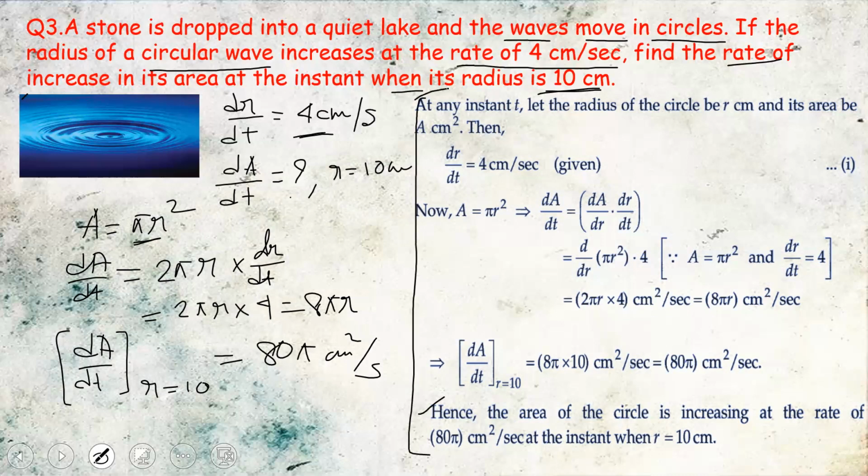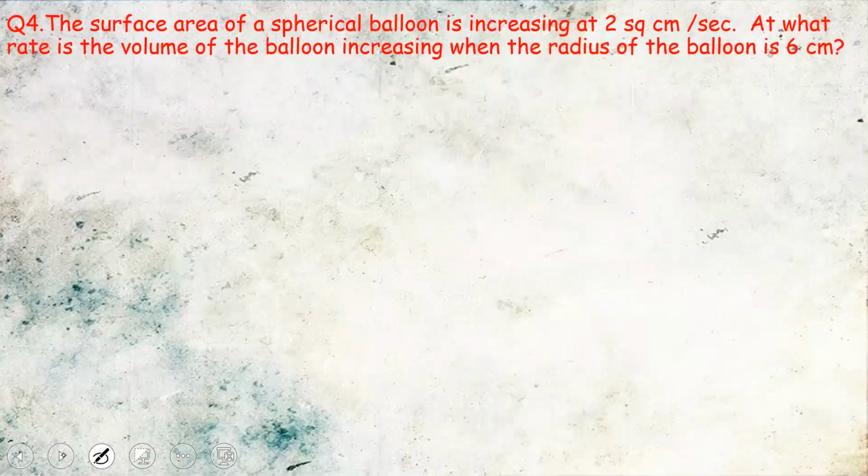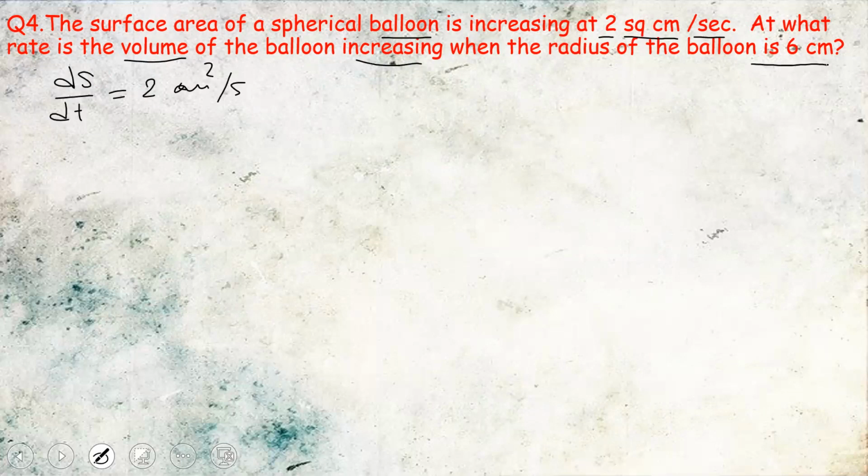Okay, moving to the next problem. The surface area of a spherical balloon is increasing at a rate of 2 square centimeter per second. So here, what is given? If the surface area is S, then the rate of change of surface area with respect to time is given as 2 centimeter square per second. At what rate is the volume of the balloon increasing when the radius of the balloon is 6 centimeter?